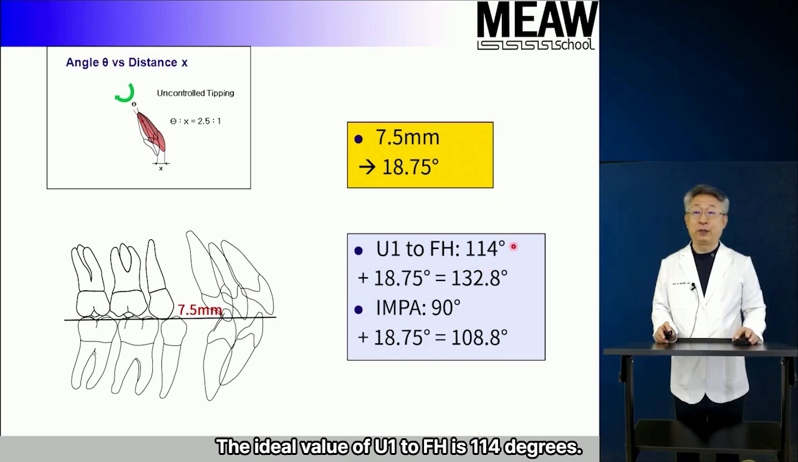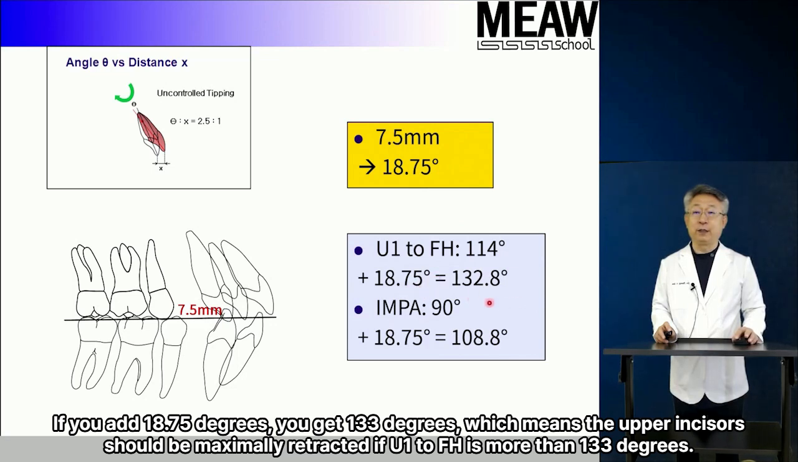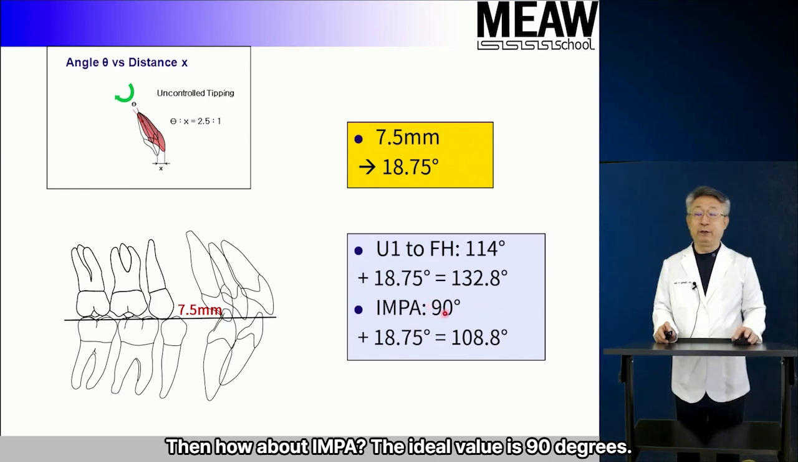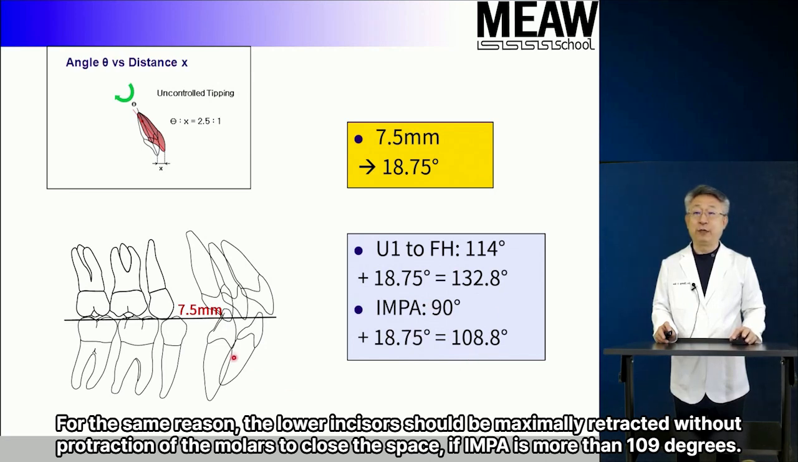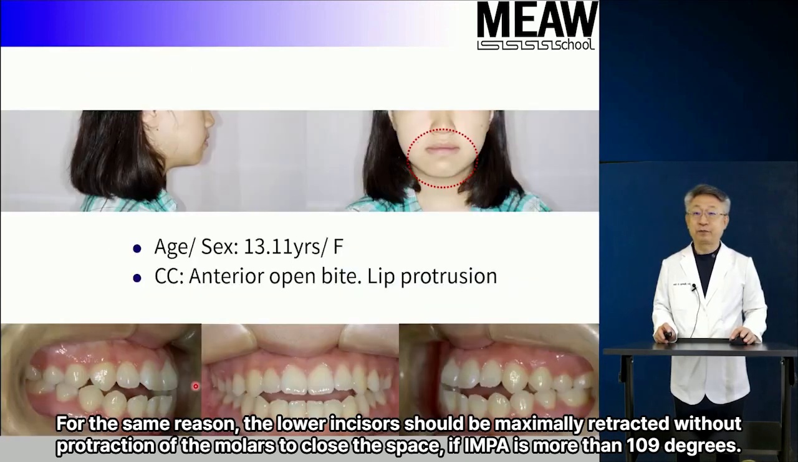The ideal value of yuan to FH is 114 degrees. If you add 18.75 degrees, you get 133 degrees, which means the upper incisors should be maximally retracted if yuan to FH is more than 133 degrees. Then how about IMPA? The ideal value is 90 degrees. For the same reason, the lower incisors should be maximally retracted, without protraction of the molars to close the space, if IMPA is more than 109 degrees.